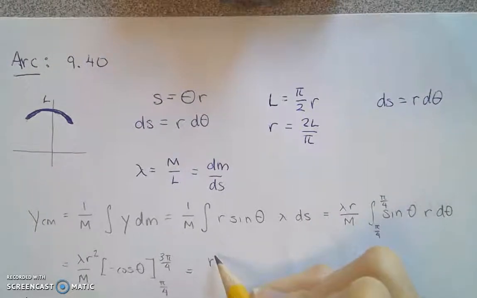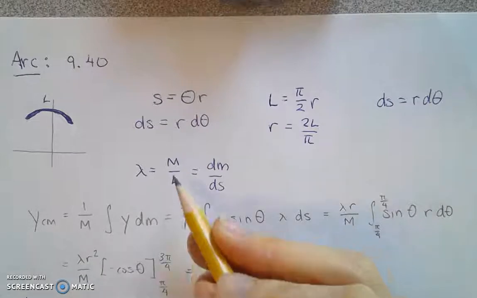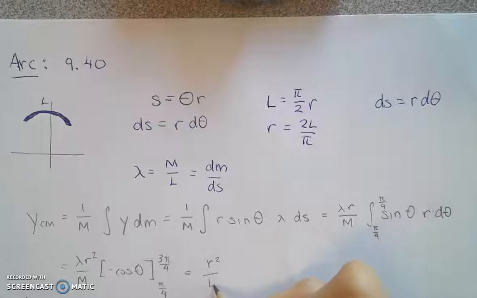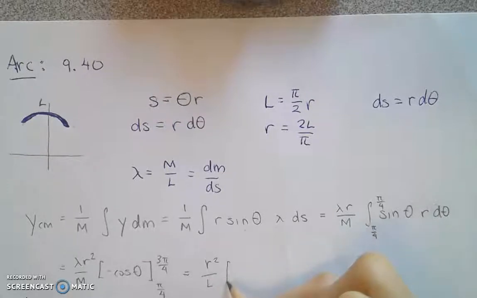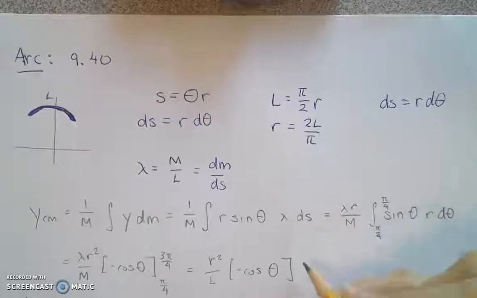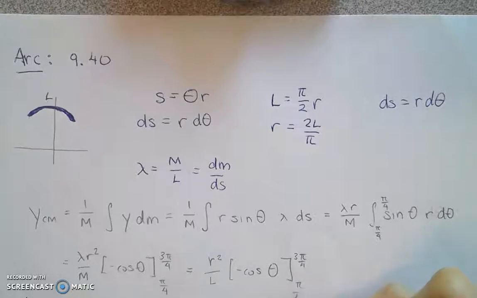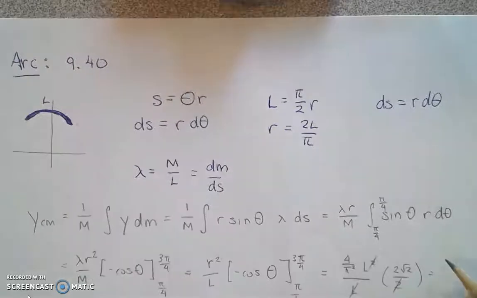Plug in for lambda. The m's will cancel out. You'll be left with r squared over L times your evaluation of negative cosine theta from 3 pi over 4 back to pi over 4. Pause and finish the problem. If you get 4 rad 2, having canceled out 2 of your 2's, over pi squared times that total arc length, you'll be in the right place.